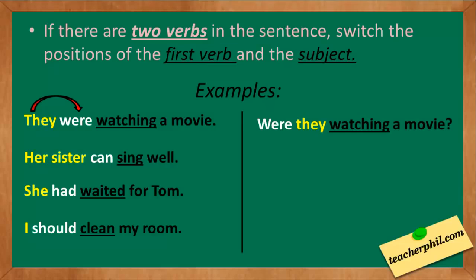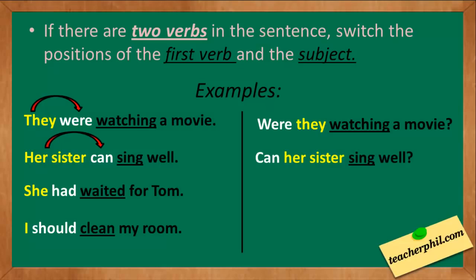Her sister can sing well. The subject is her sister. The first verb is can, while the second is sing. Switch the subject her sister and the verb can, making it, can her sister sing well?